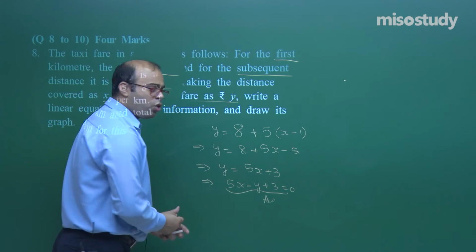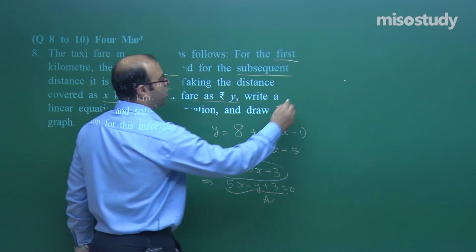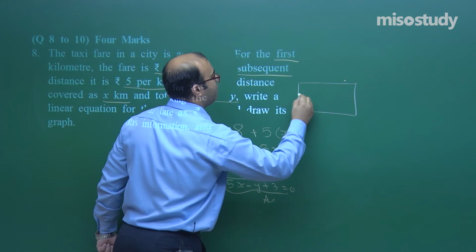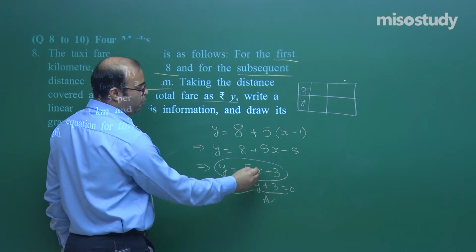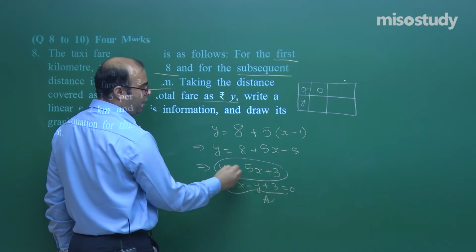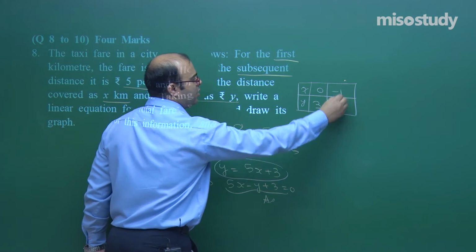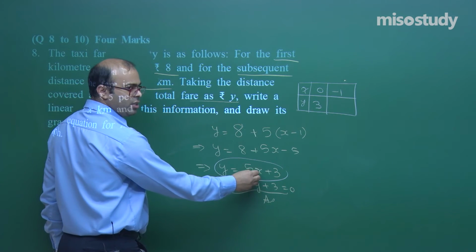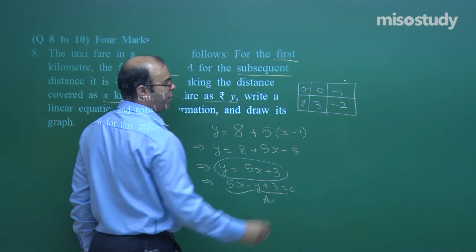Now you also have to draw the graph. So let us take this form and we take a block. In this block we take x and y. So this is x, this is y. If we take x equal to 0, what do we get as the value of y? That is 3. And if we take x is equal to minus 1, let us suppose, so 5 into minus 1 is minus 5, minus 5 plus 3 is minus 2. So this is what we will get.